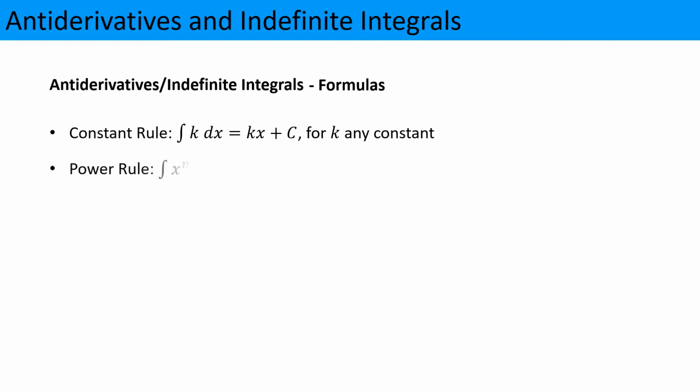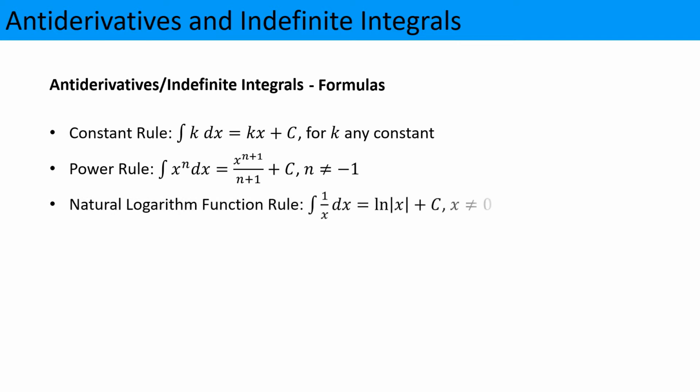Power rule. The integral of x to the n dx is equal to x to the n plus 1 divided by n plus 1 plus c, provided that n does not equal -1. So a good question to ask is, what happens if n does equal -1? That takes us to the next rule. Natural logarithm function rule. The integral of 1 over x, that could be written as x to the minus 1 dx, is equal to the natural log of x plus c, provided that x does not equal 0.